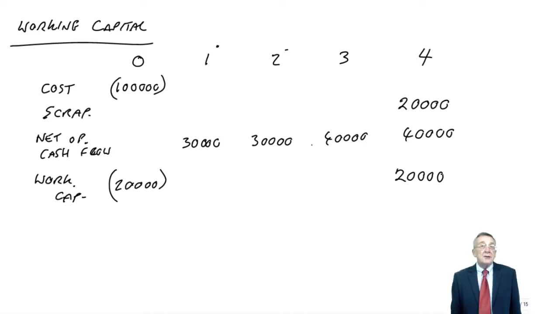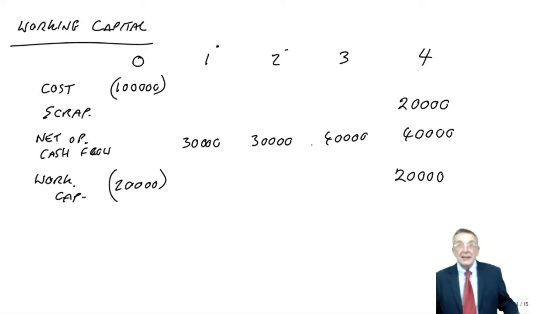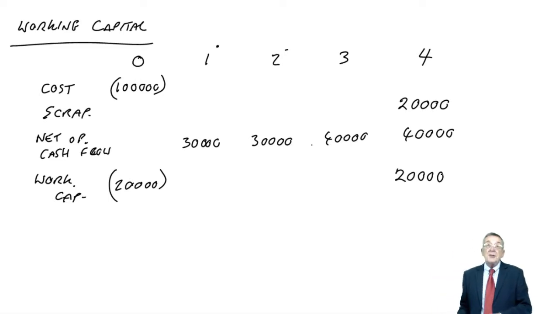As working capital itself, terribly easy. Always with the investment needed at the beginning, but always, unless, as I keep saying with everything, you're told differently, otherwise we always assume at the end of the life we get that 20,000 back.